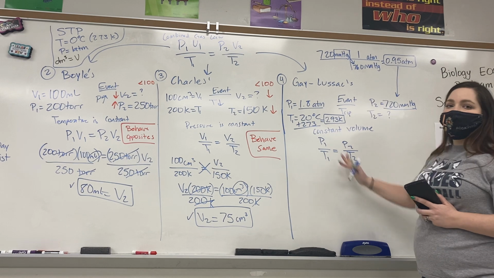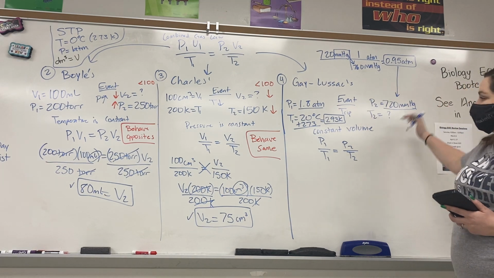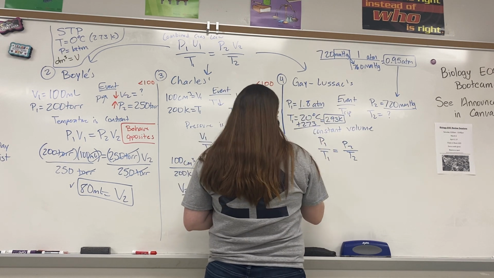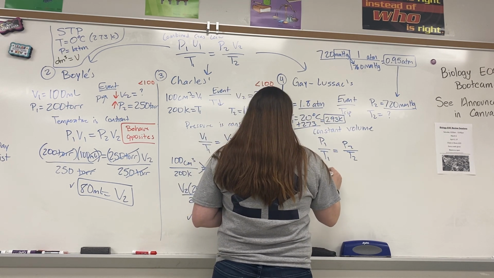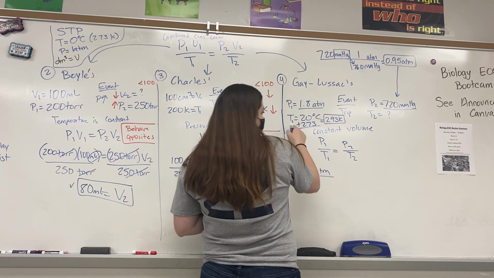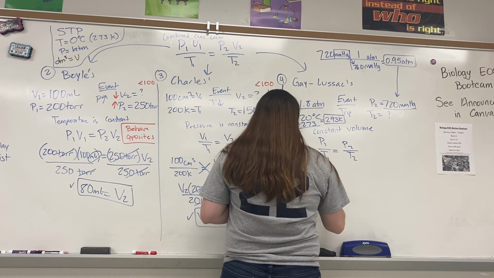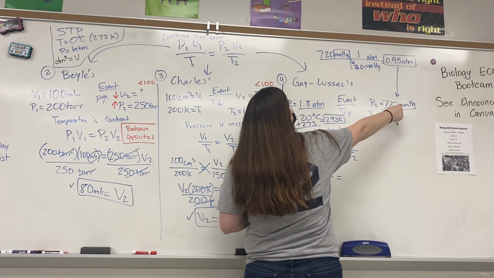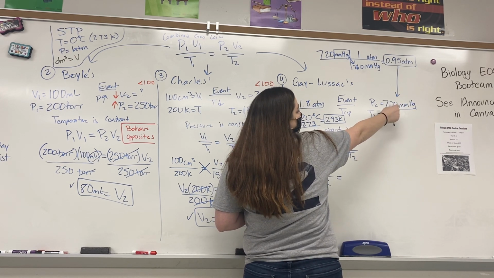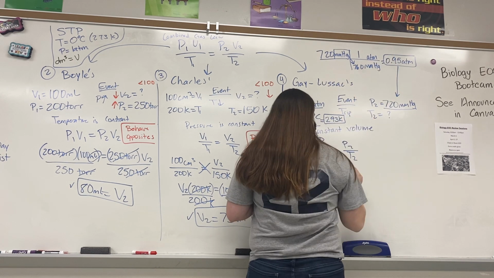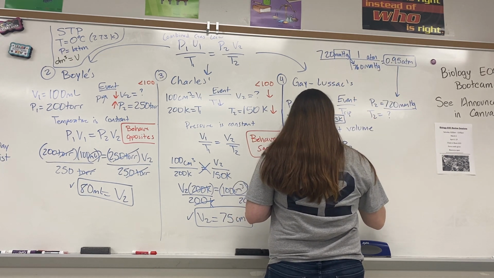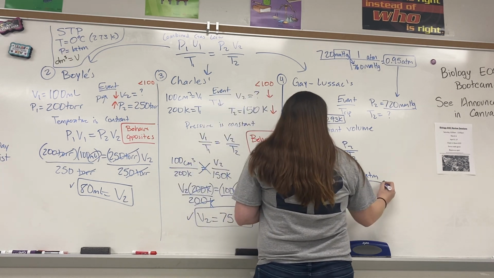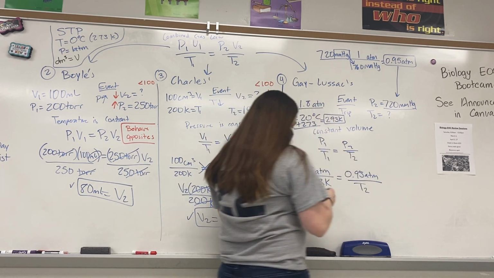So now I have everything converted, so now I can use all my numbers and plug them into my formula. My P1 was 1.8 atm, divided by T1, my new T1 is 293 Kelvin, equal to P2. I can't use 720 millimeters of mercury. I have to use the one that I converted, so 0.95 atm. These units have to be the same. And then I'm going to solve for T2.